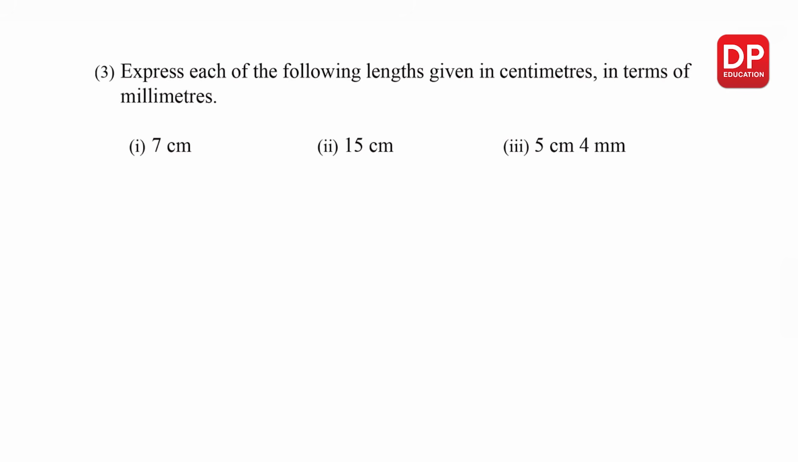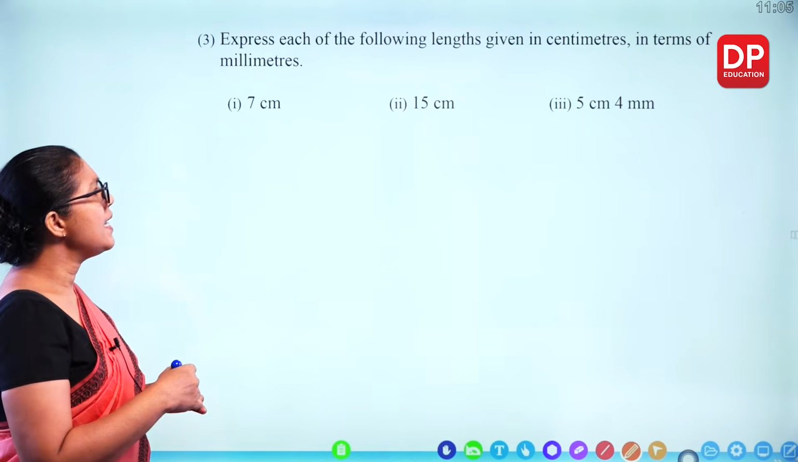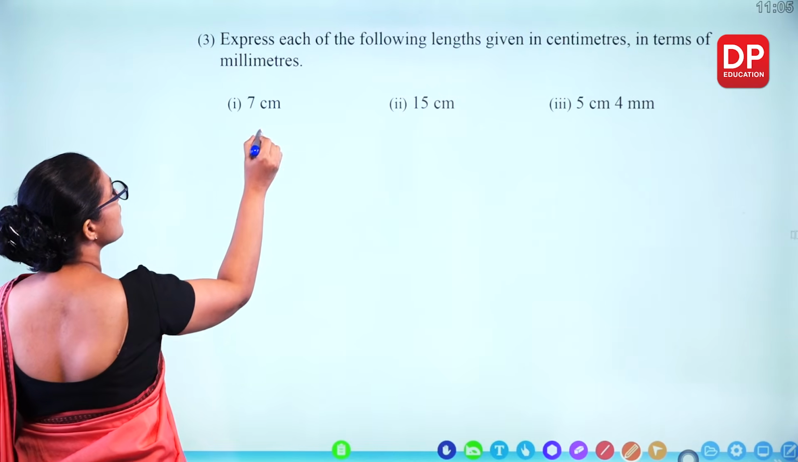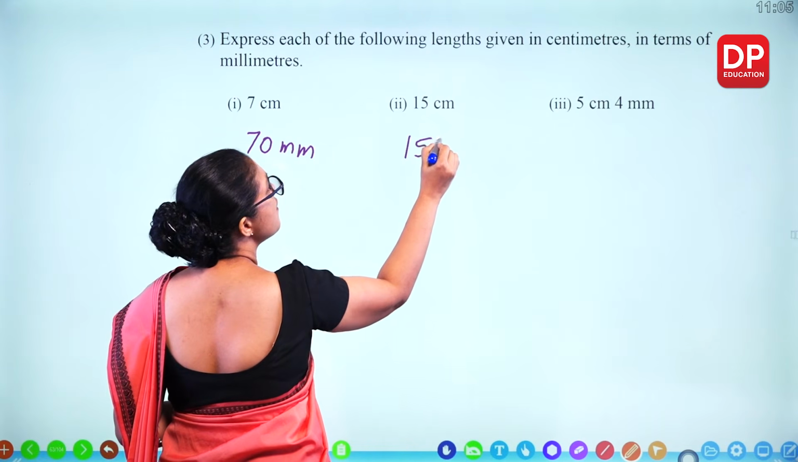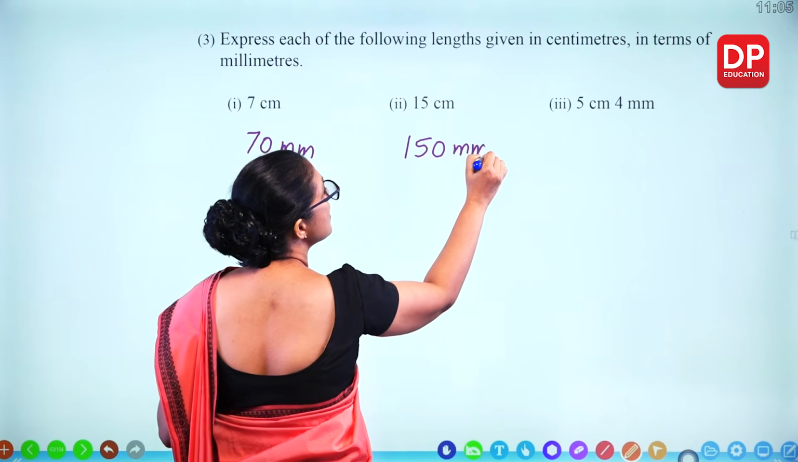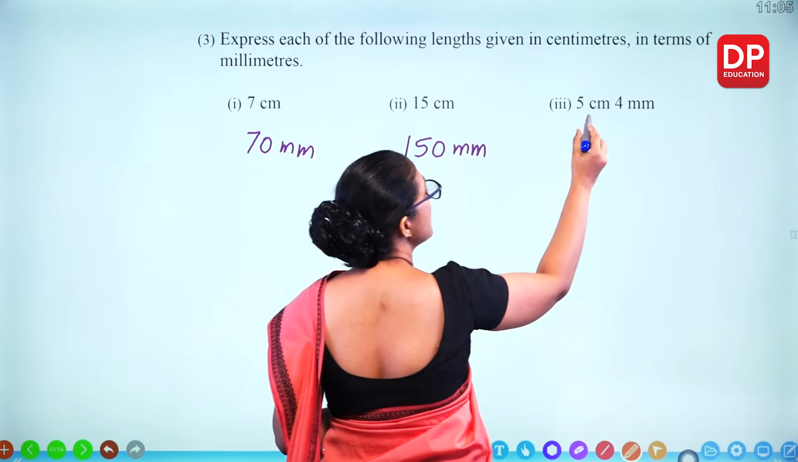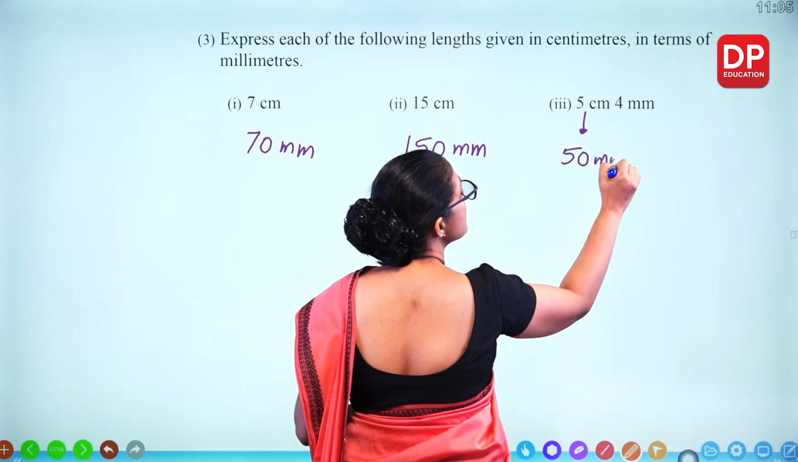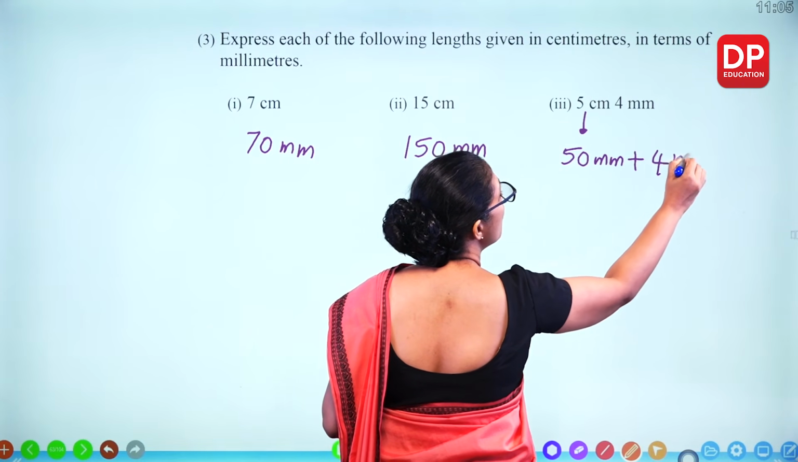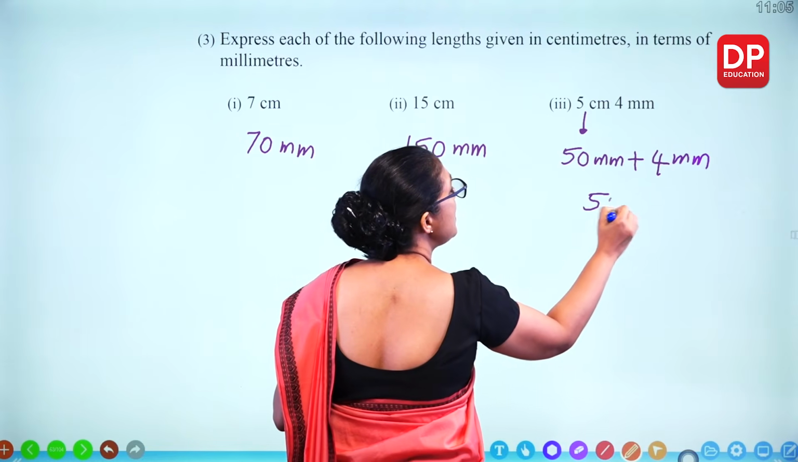Express each of the following lengths given in centimeters in terms of millimeters. Multiply by 10. This becomes 70. 15 becomes 150 millimeters. And what about here? 5 when you convert, that's 50 millimeters. And this 4 becomes 54 millimeters.